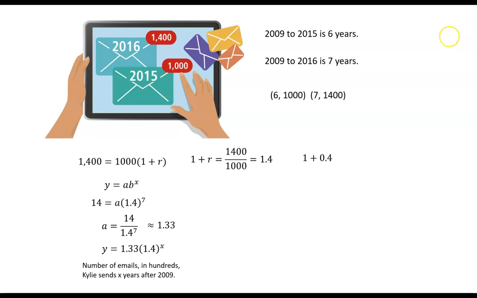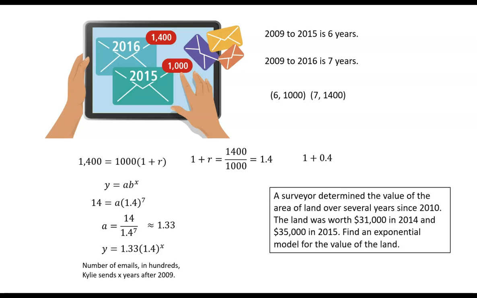If I use the 1,400 instead of 14, then I'd have 133 in my initial amount. That would be the initial emails that were sent. We're using smaller numbers, knowing that our answer is in hundreds to keep things simple.